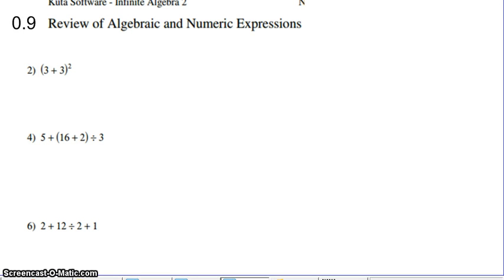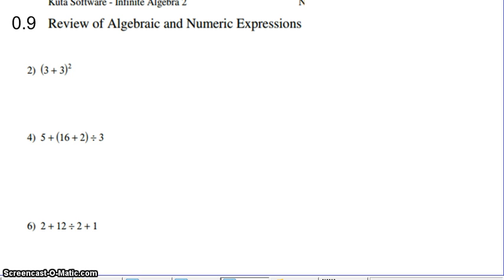Alright, this is a 0.9 review of algebraic and numeric expressions. Okay, what I'm going to do is take you guys through a couple of these examples from the worksheet you're going to be working on, and mostly going to be working with the even numbers. Alright, for your assignment you are going to be completing the odd numbers.